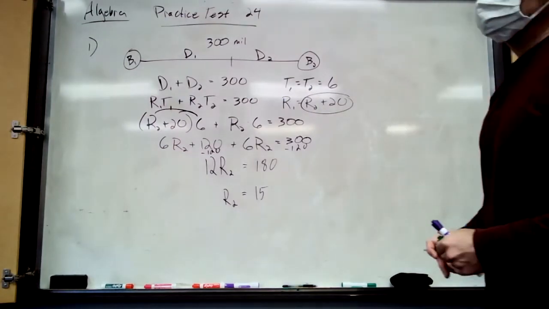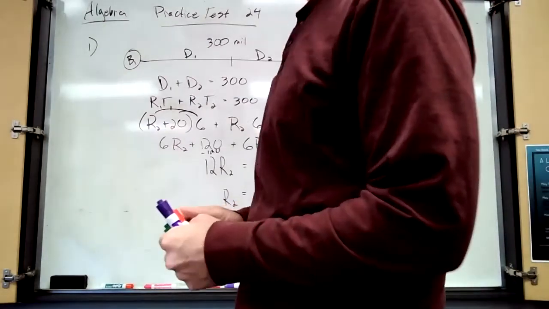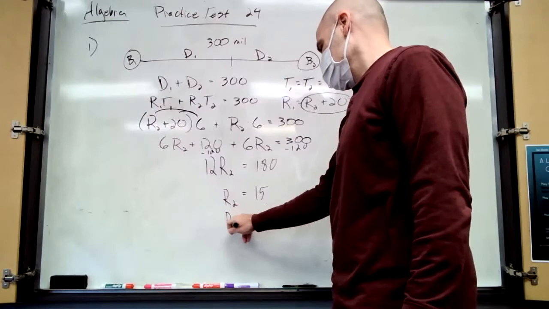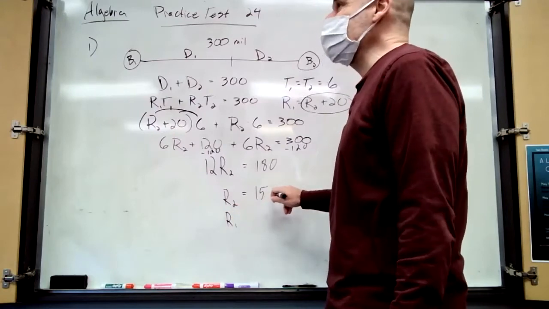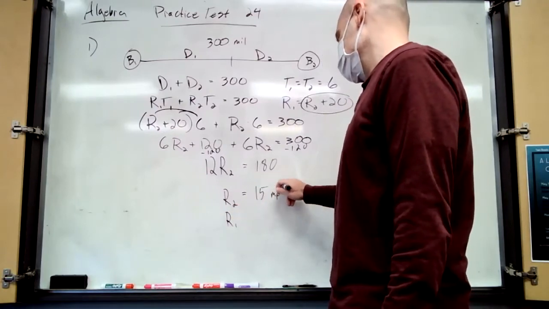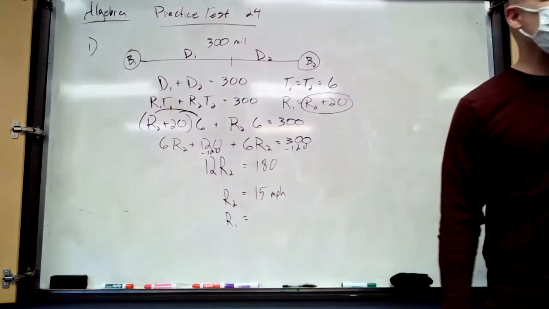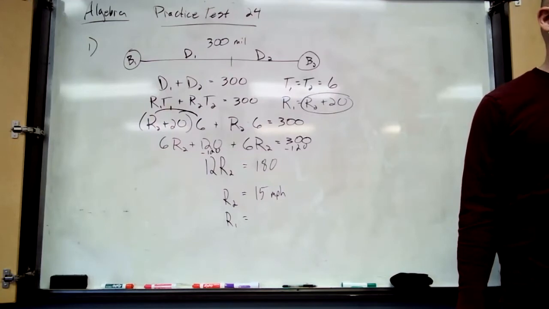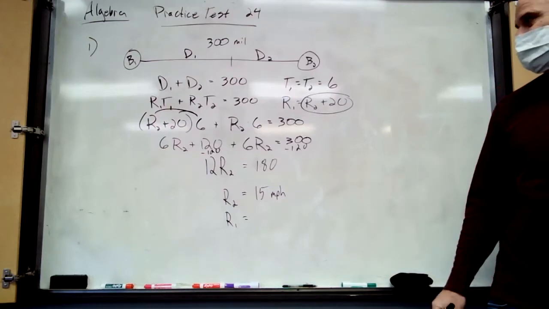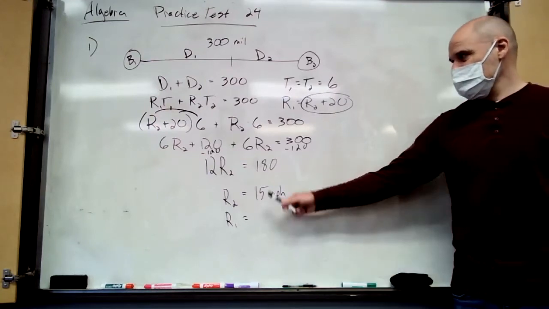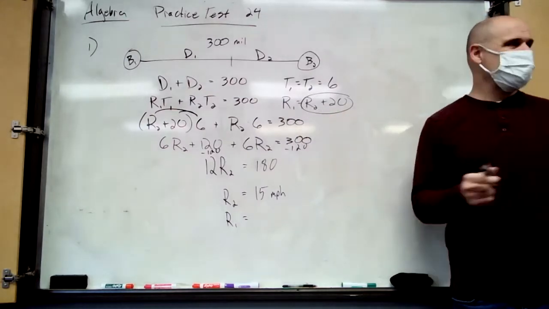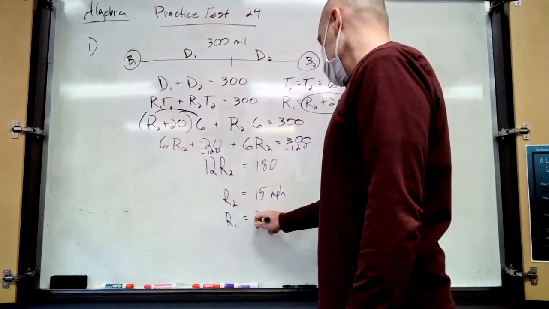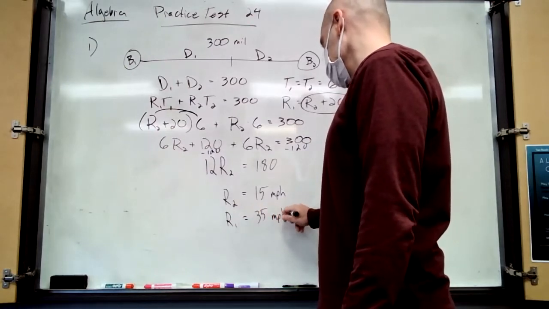So rate 2. So what does it ask for? What was the speed of each bicyclist? So R2 was 15 miles per hour. So what's R1? How do you figure that out? Add 20. Don't subtract 20. R1 is R2 plus 20. So make sure you keep that straight. The best way to do that is to show as much work as possible. Okay?